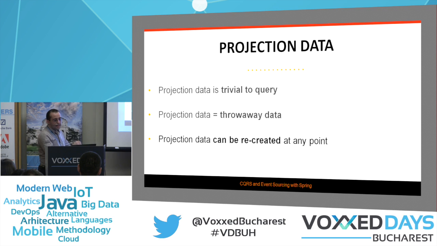So projection data can be recreated at any point. And not only can it be recreated, but we can stop, as I was saying earlier, projecting the events 6 months ago, 3 months ago. We can look at the state of the system. We can understand what was going on. So that's why projection data is secondary data, and that's why it's super powerful that we can do this stuff with the system.